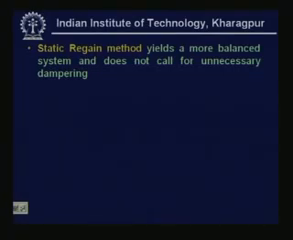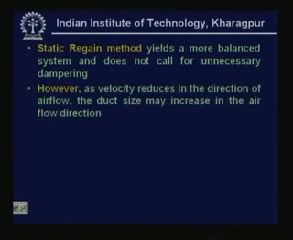So, you will find that the static regain method yields a more balanced system, and it does not call for unnecessary dampering. The dampers are required in the velocity method and equal friction method for balancing, whereas in the static regain method you are changing the dimensions in such a way that the static pressure remains same. So, you do not really require dampering. Since dampering is not required, efficiency will be higher.